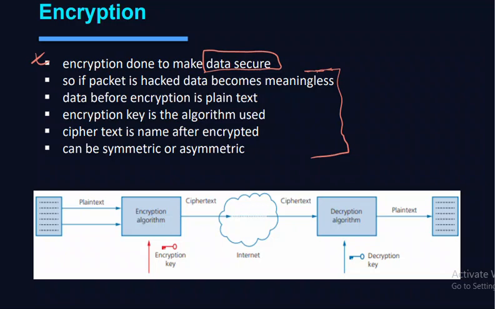Data before encryption is plain text, and the encryption key is the algorithm used. Ciphertext is the name of the data after it is encrypted. Encryption can be symmetric or asymmetric. So there are two types of encryption: symmetric encryption and asymmetric encryption.